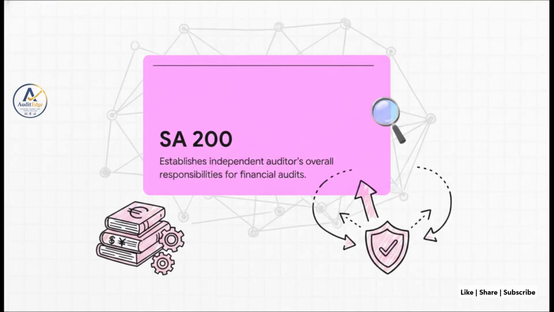So the scope of SA 200 is very precise. It establishes the independent auditor's overall responsibilities when conducting an audit of financial statements in accordance with standards on auditing. Now, why do we actually do this? Well, the main purpose of an audit is to enhance the degree of confidence of the intended users in those financial statements. It's really all about building trust through a structured professional evaluation.